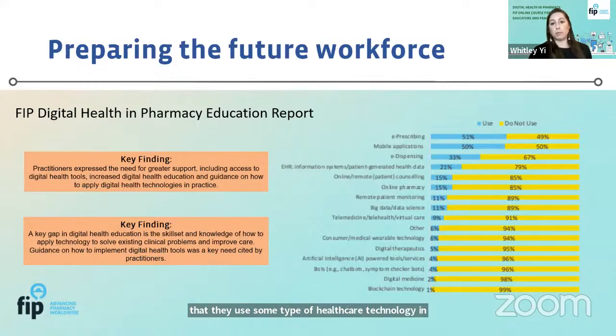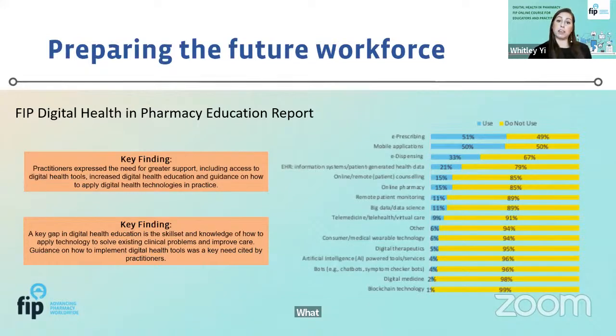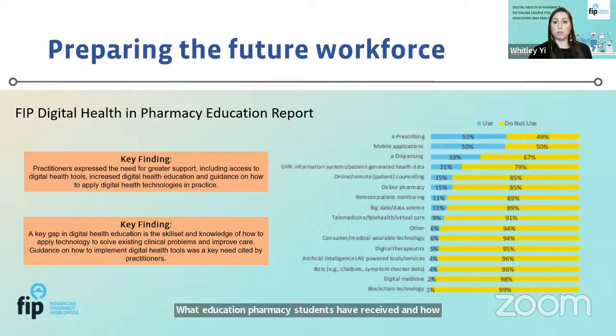However, only 25% of them said that they received any type of digital education around how to use those in their formal education or continuous education. And so there is a huge deficit and gap there around what education pharmacy students have received and how they're then utilizing those tools in practice.